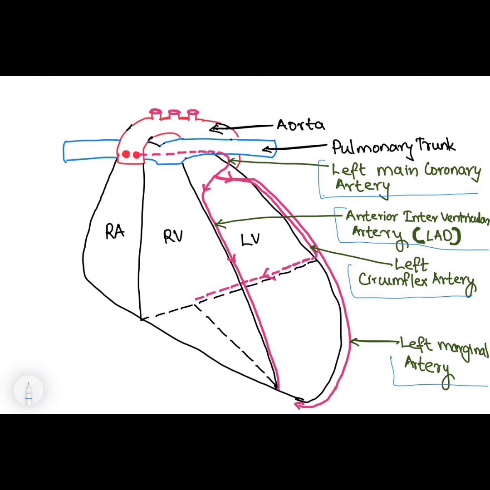The left circumflex artery arises from the left main coronary artery, LMCA, after it bifurcates. It travels leftward and posteriorly in the left AV groove.